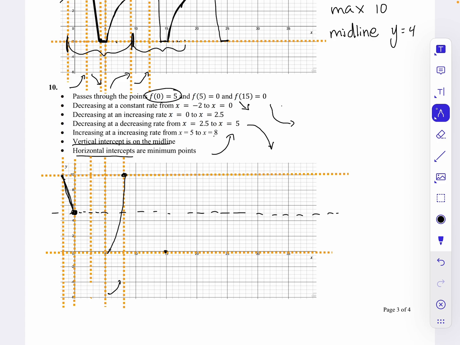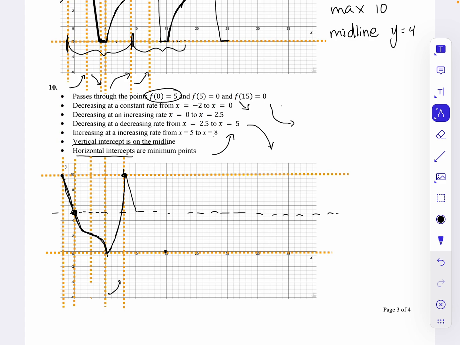So if I'm decreasing at a constant rate, I know my period ends at the high point. So I'm going to start at my high point and decrease at a constant rate. Now I am decreasing at an increasing rate. And then I'm going to switch to decreasing at a decreasing rate, then back to increasing at an increasing rate. Whew. Same idea over here. So constant for 2 units.